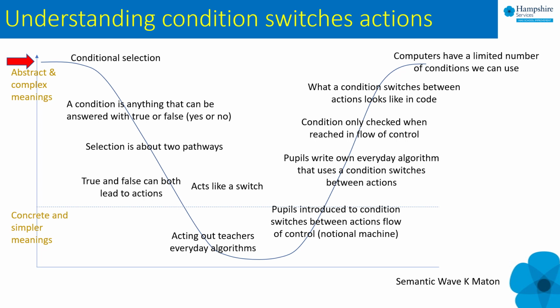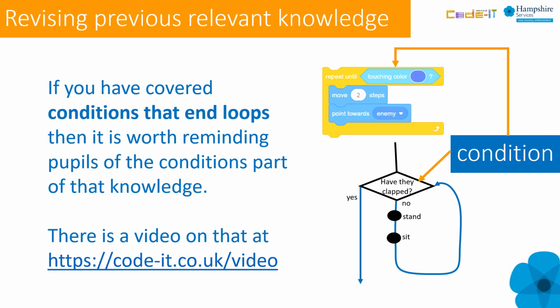Starting at the red arrow, you can see us doing that on the downward curve from left to right. What is a condition? What is selection? Conditions acting like a switch. At the bottom we have pupils acting out everyday algorithms. Then the curve to the right is when we repack meaning to get back to more complex understanding. Flow of control, concept in code, limited number of conditions in code. In the rest of the video we're going to unpack this even more.